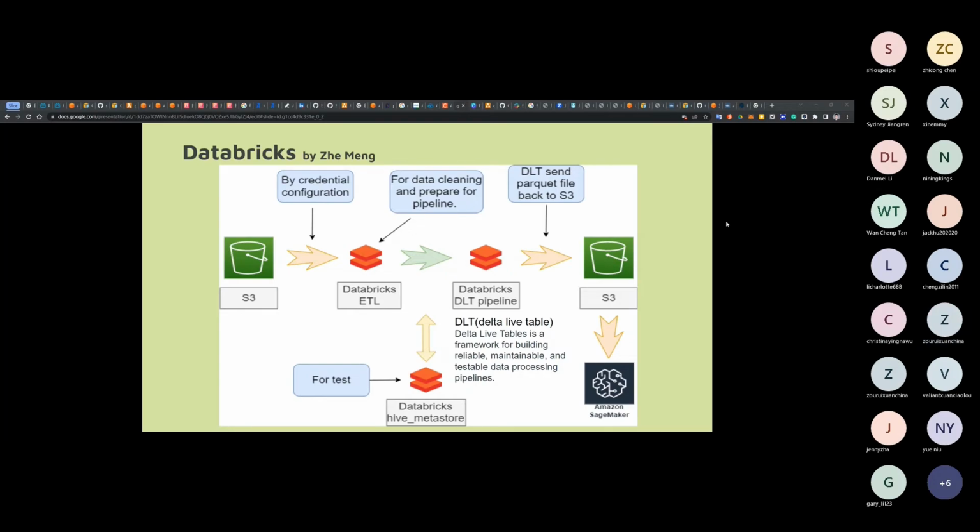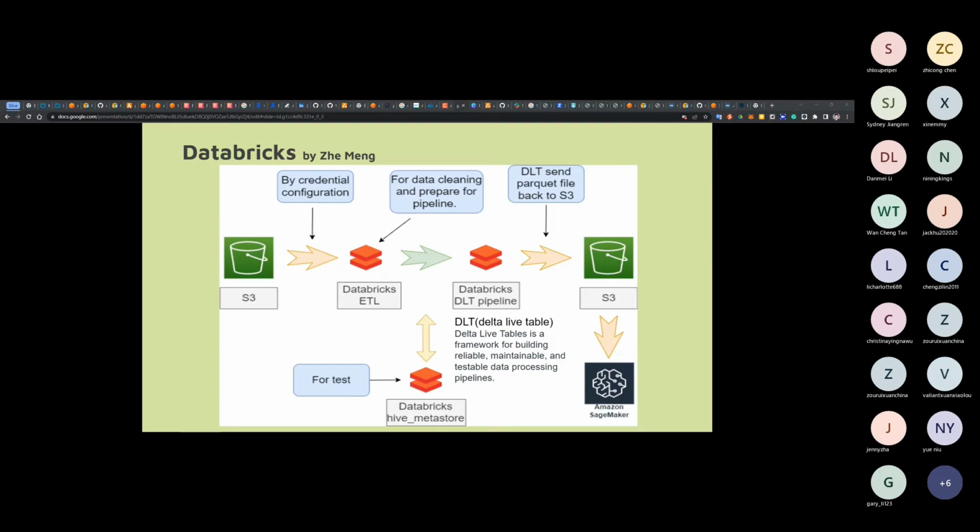Hello everyone, this is Mengzhe. Today I will introduce the Databricks ETL pipeline part of my group job. Firstly, this picture shows the whole ETL processing in Databricks. In Databricks, I used credential configurations to connect to S3. Then after updating and cleaning the data, I created a DLT pipeline in Databricks.